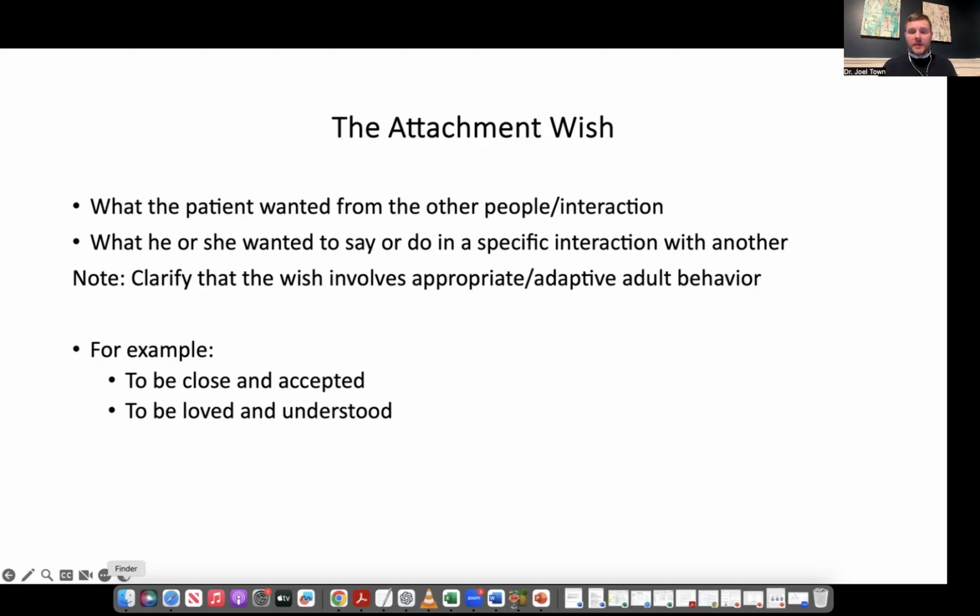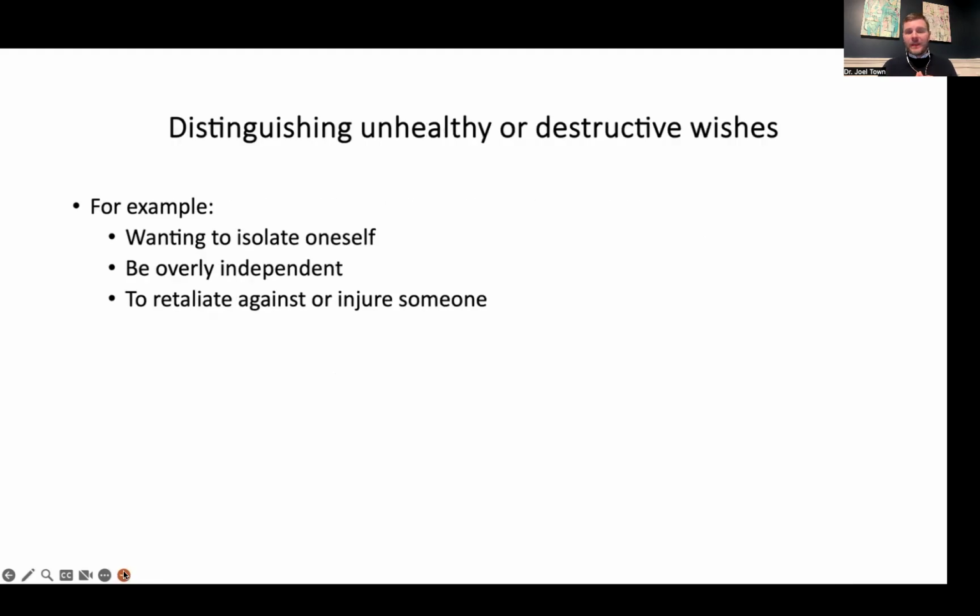Or it might be that when you start to talk about relational contexts which are important to this person and where they start to have difficulties or experience distress, you hear themes such as the desire to be loved and understood by other people. Again, the critical piece here is distinguishing adaptive attachment wishes from more unhealthy or destructive wishes. So at times when you're drawing out what they're hoping another person might do or how they might be with them, they might come up with something. Well, they were hoping that the person would just leave them alone, that they wouldn't bother them. Or they were hoping that they might say that they wanted to react and retaliate against somebody.